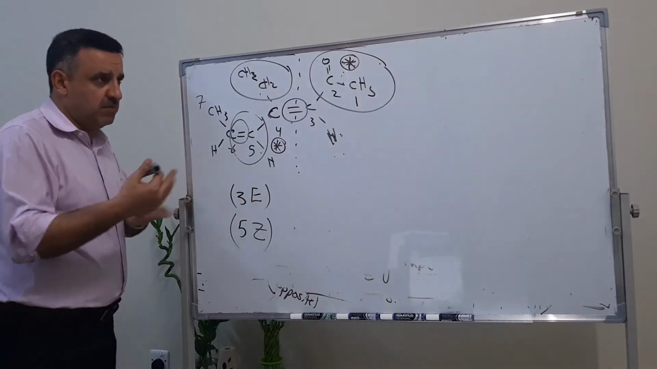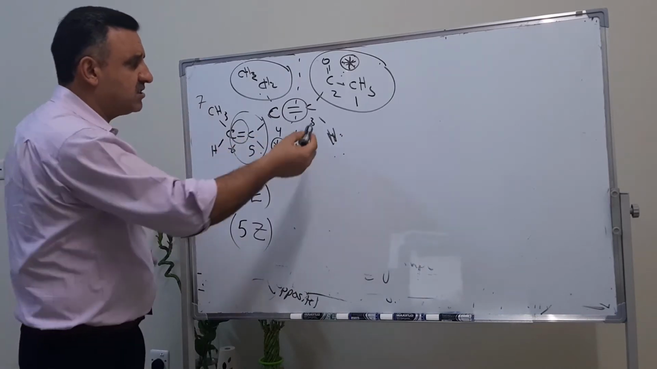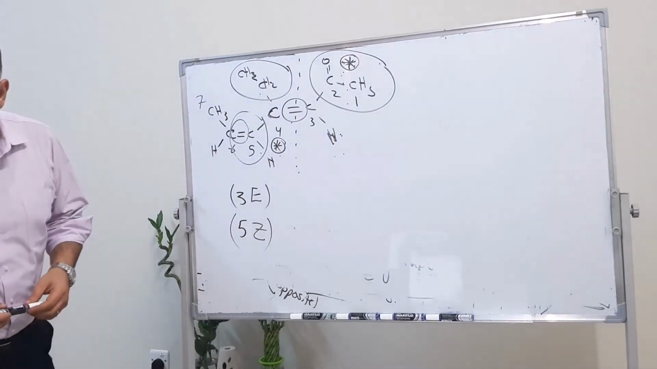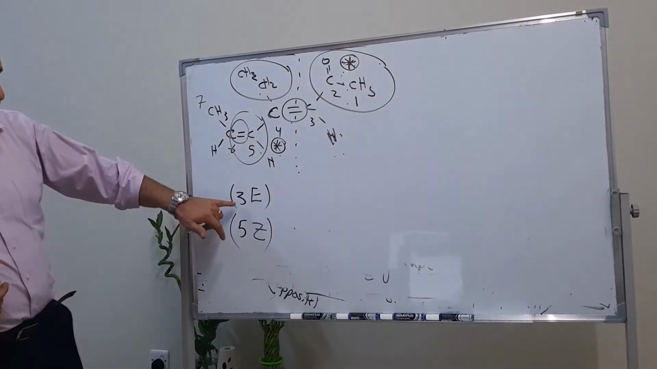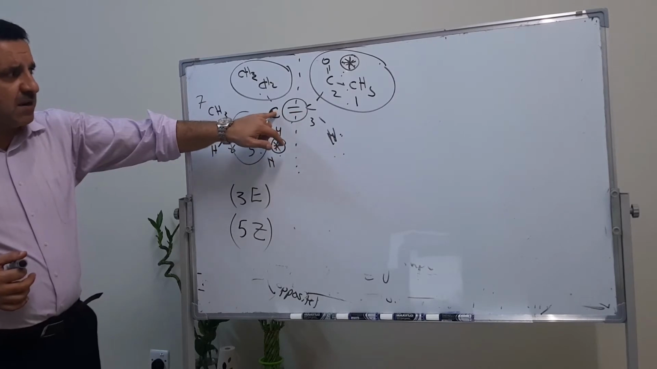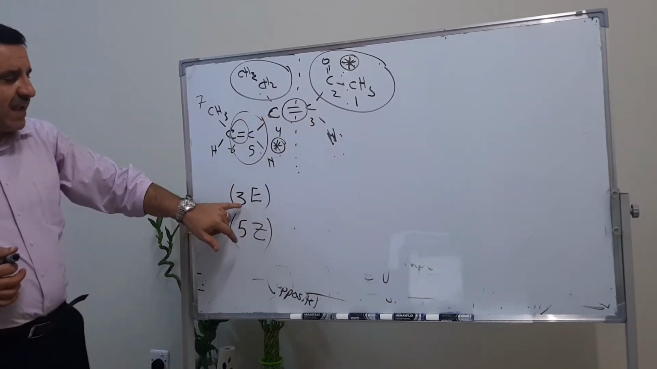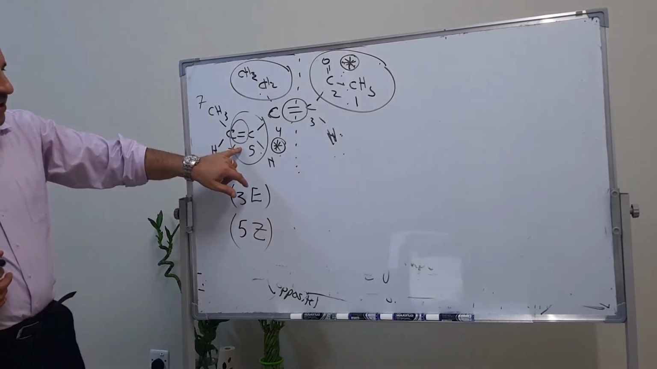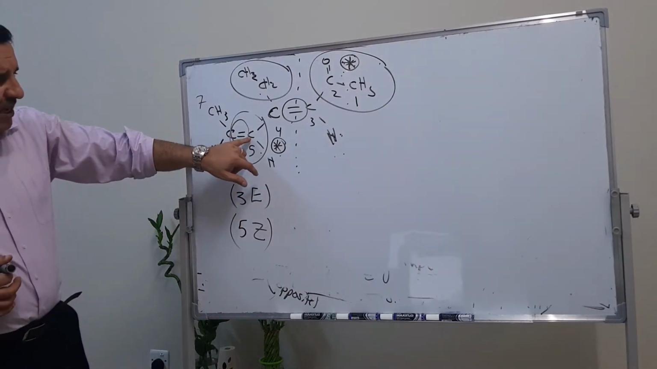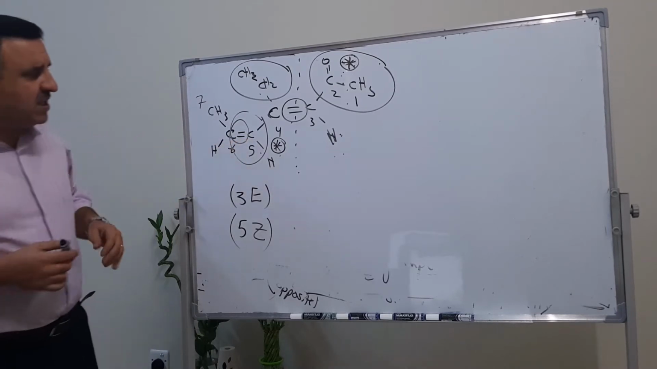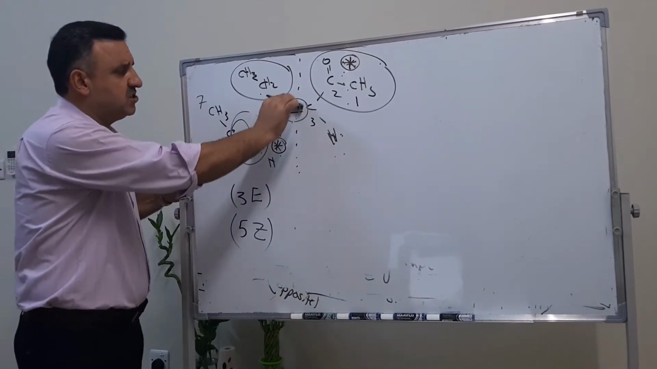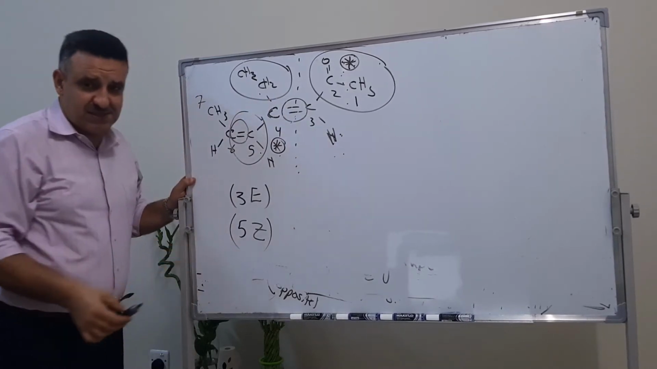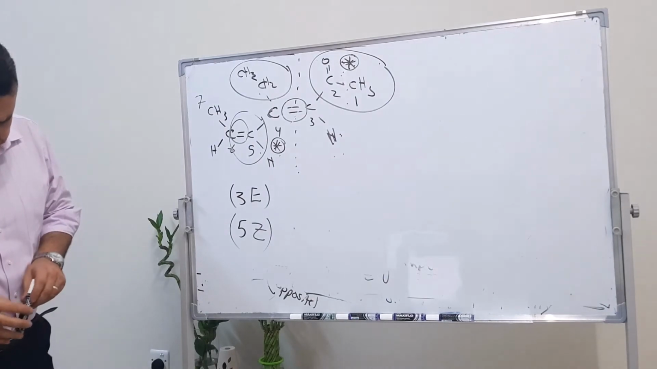Anyway, when we are done with that, it's obvious now that the two priority atoms are in opposite directions, or in opposite planes. Therefore, the double bond carbon at position 3 has E configuration. The double bond carbon at position 5, as you can see, has these two groups, this group and this group, in the same direction, therefore we call it Z configuration. Clear?